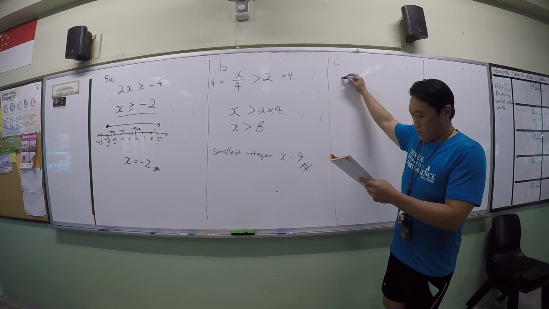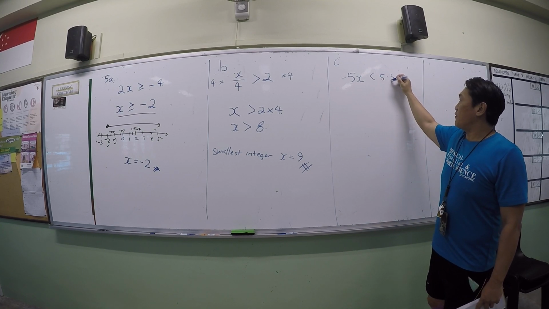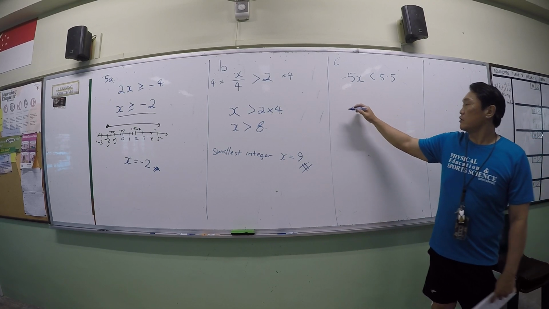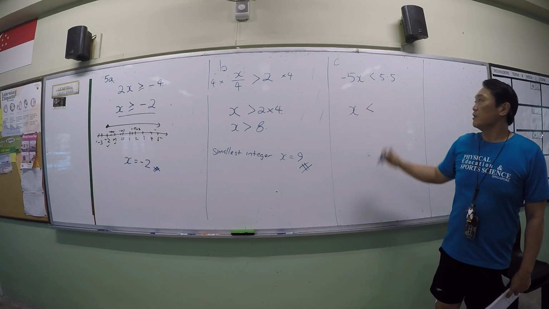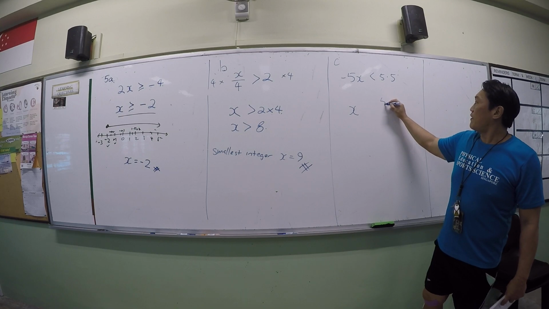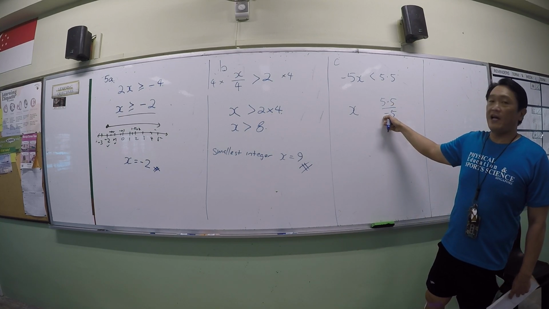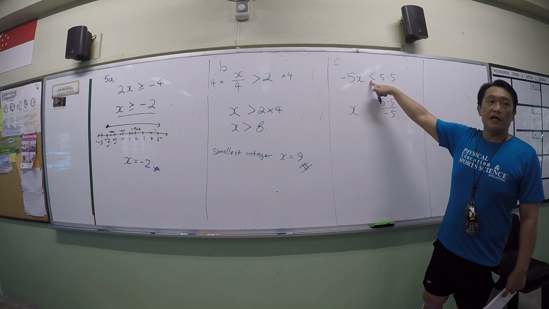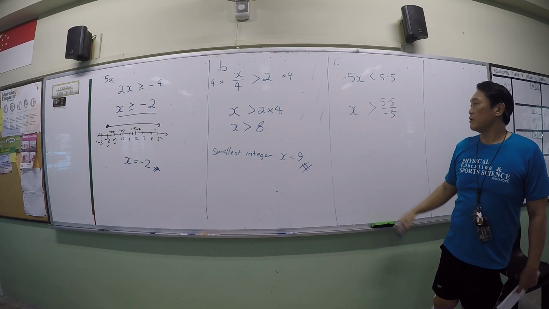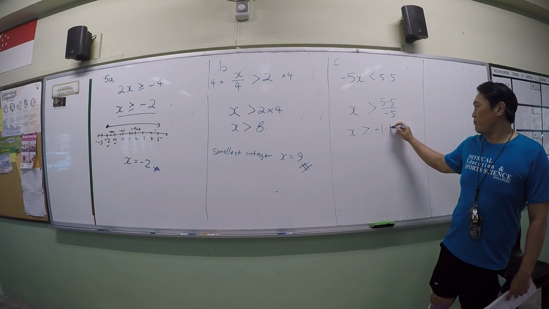C. Negative 5x smaller than 5.5. I don't want negative 5x, I want 1x. So I have to divide both sides by negative 5. 5.5 divided by negative 5. Because I divide by a negative number, the direction is going to change. Smaller than becomes larger than. X must be larger than negative 1.1.